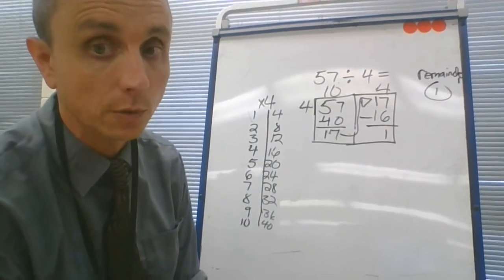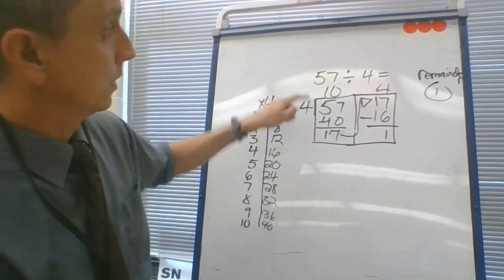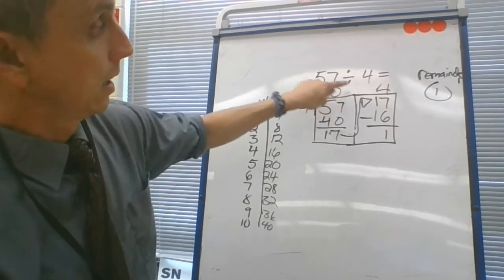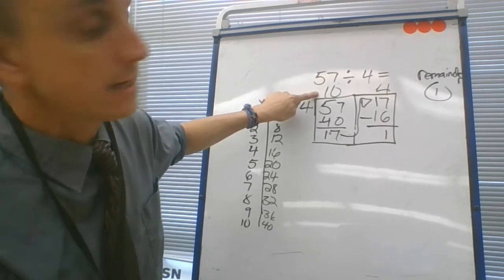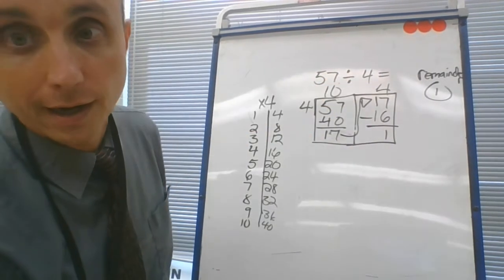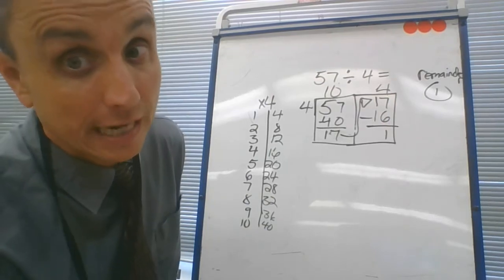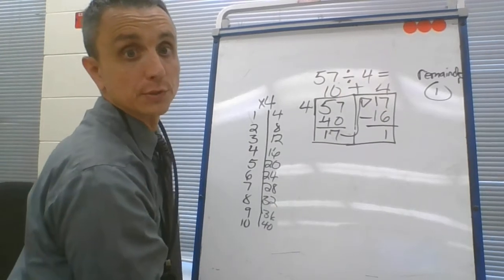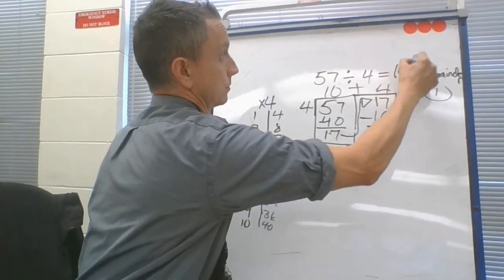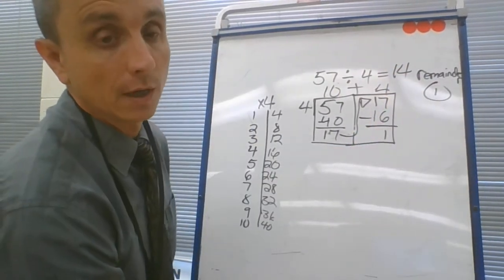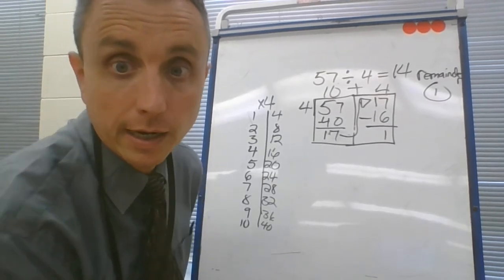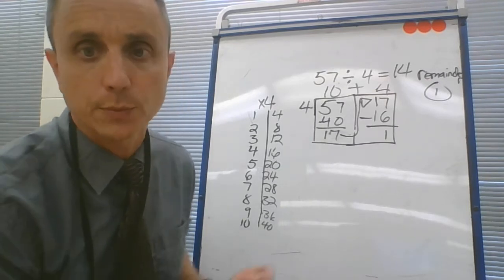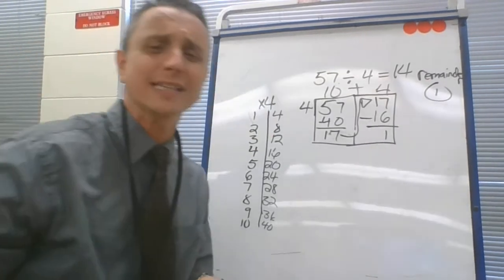What's our quotient? Quotient is how many in each group. We took 57, we divided into 4 groups, and inside of each group, first we got 10, and then we got 4, and our answer is right there. Put 10 and 4 together, and you have your quotient. 10 plus 4 is 14. So we have our answer, because we know 57 divided by 4 equals 14 with a remainder of 1, and we can prove that the answer is correct.